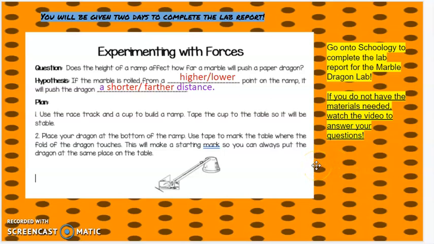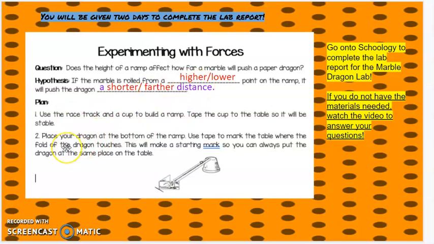On your lab report, you have 2 days to complete certain parts of your lab. Today, you are completing the question, does the height of a ramp affect how far a marble will push a paper dragon? And then I need you to fill out your hypothesis. If the marble is rolled from a blank point on the ramp, it will push the dragon blank. You're going to fill in your hypothesis with these choices here. So in your first blank, you are either writing higher or lower. And then in your second blank, you are writing a shorter distance or a farther distance.